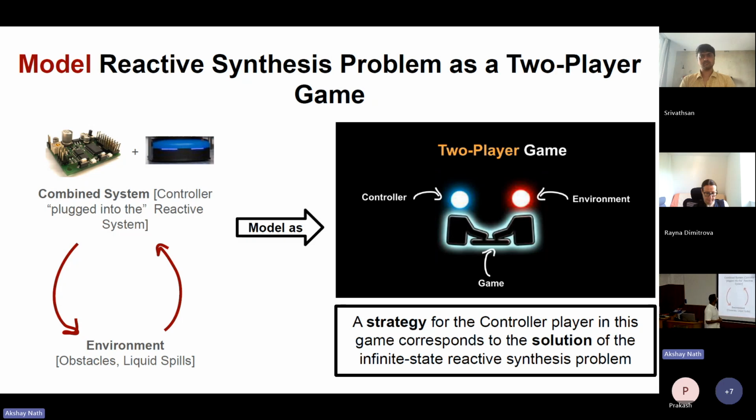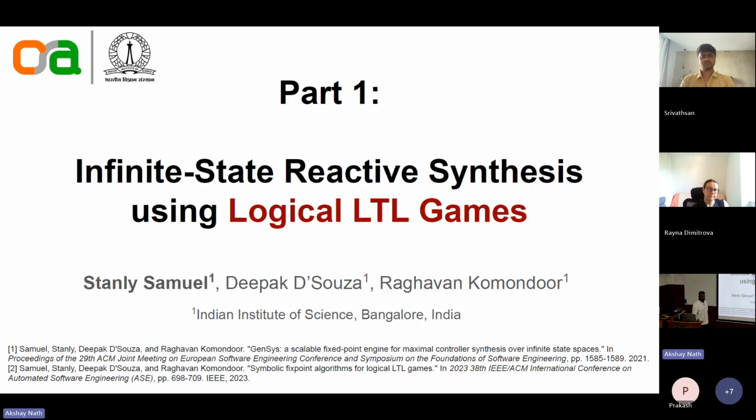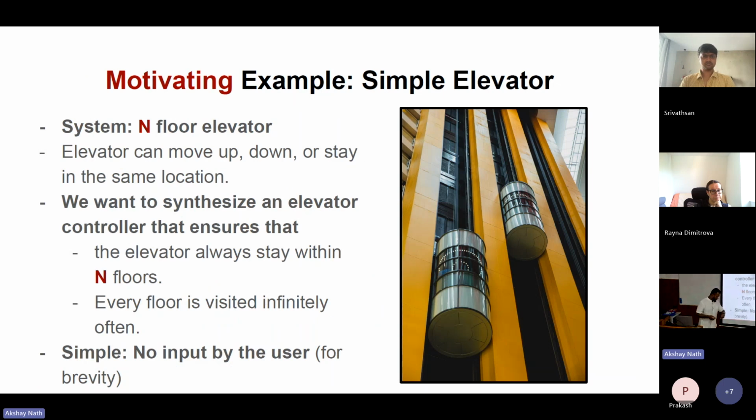With this, we move on to the first part of this thesis, which is infinite state reactor synthesis using a kind of games that we call logical LTL games. In this work, we start with a simple motivating example, which is an elevator.